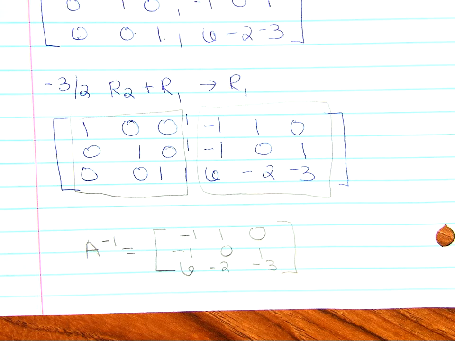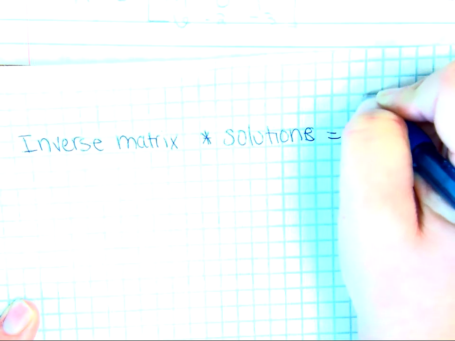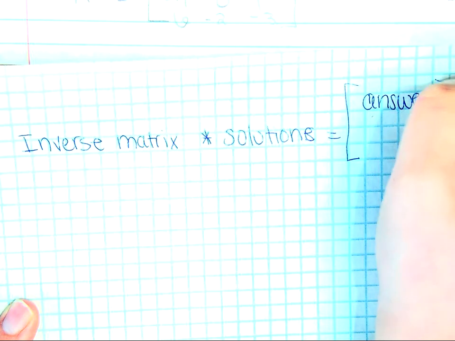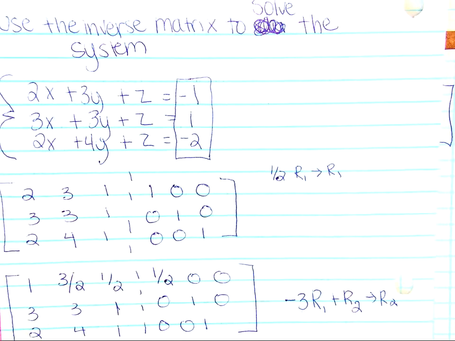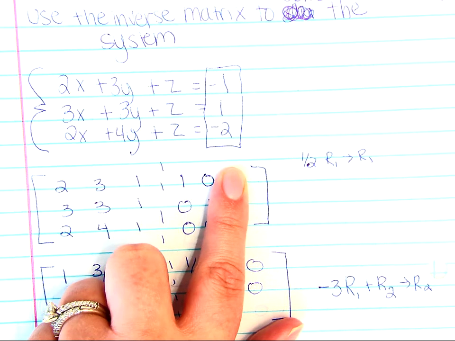So how do I use that to solve it? Okay, here is what you have to do. You take your inverse matrix and you multiply it by your solutions, and that gives you your matrix of answers. Okay, what do I mean by solutions? These are the numbers you didn't use back at the beginning. So here's our matrix without those, and we need to use these numbers as our solutions.